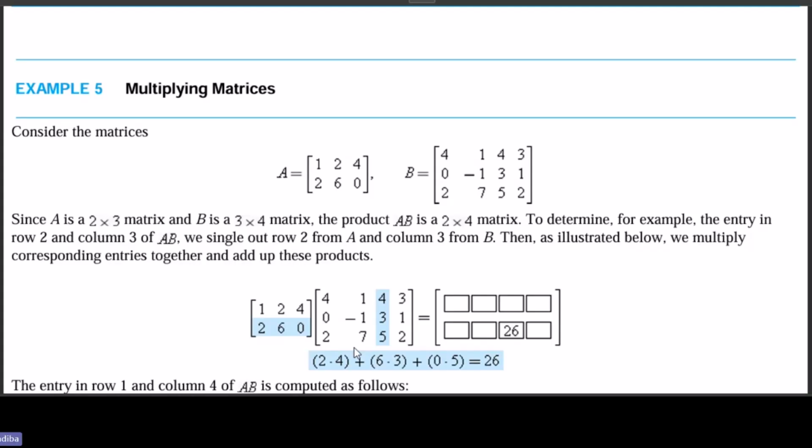Take the first row, run it through the second column. First row, run it through the third column. First row, run it through the last column, multiplying and adding at the same time. That is how we work it out.